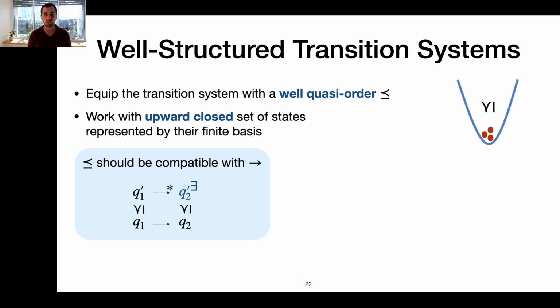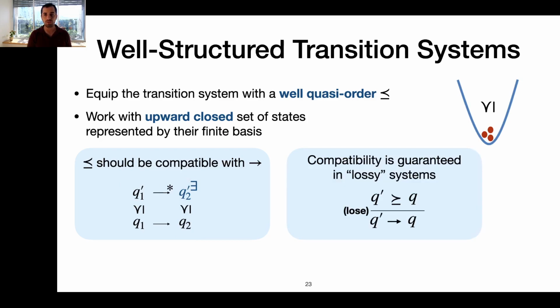Then, for the reachability algorithm to be correct, we require that the transitions of the system and the quasi-order are compatible, which formally means that if we can take a step from a state Q1 to a state Q2, and we have a state Q1 prime that is larger than Q1, then there always exists a state Q2 prime that is larger than Q2, and Q1 prime can step to. When this condition holds, the analysis is both sound and precise.